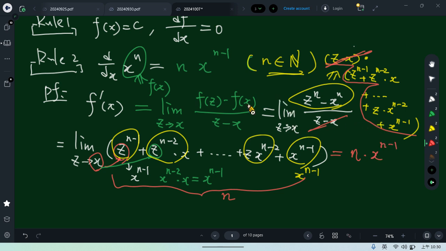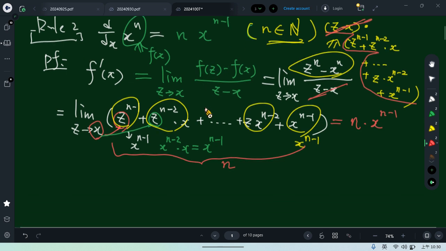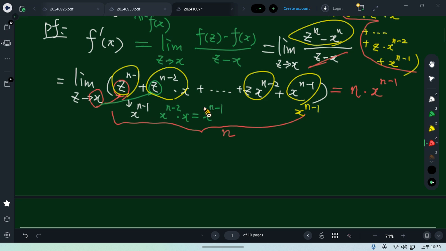So in the future, if you want to differentiate x to the power of n, you can always use this formula to get the answer, which is n times x to the power of n minus 1. Okay, so this is rule 2. Is that okay?